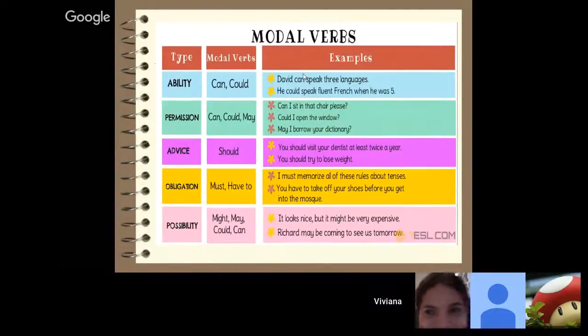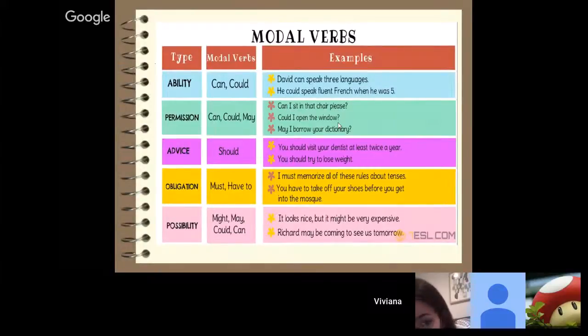Okay, now we have can, could, and may, used for permission. We have the examples here. Can I sit on that chair, please? It's a permission. Could I open the window? It's a permission. May I borrow your dictionary? It's a permission. Now, should is advice. You should visit your dentist at least twice a year. You should try to lose weight. That is advice that someone gives to another person.